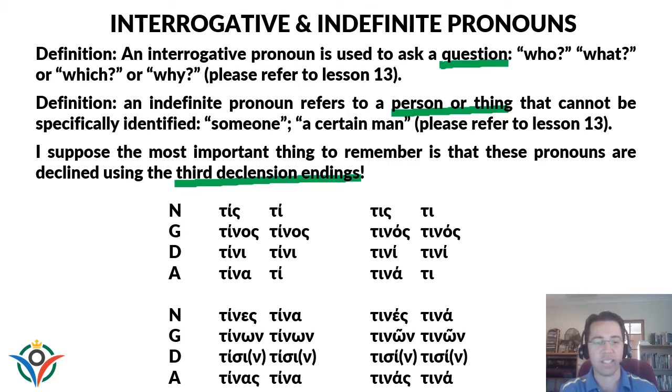On the left-hand side are the interrogative pronouns. Remember that the interrogative pronoun has the accent, and then the indefinite pronouns on the right-hand side generally don't have an accent, or the accent moves to the end of the word. But please keep in mind that the way you decline each one of them is using the third declension endings.